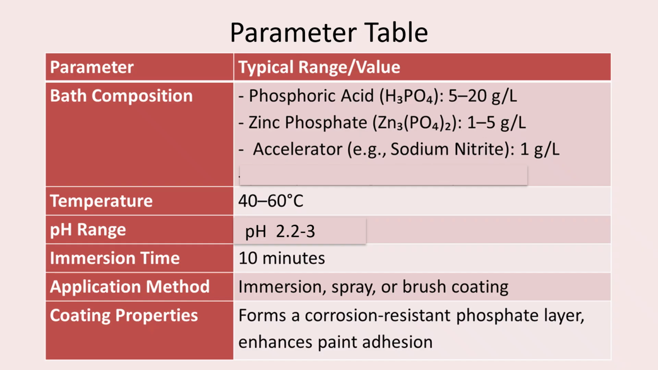Temperature ranges from 40 to 60 degrees, and in certain cases even goes to 80 degrees Celsius. Immersion time is just 10 minutes. The application method may be immersion, spray or brush coating. The coating property: it forms a corrosion resistant phosphate layer and enhances paint adhesion, the same property as we have seen for molybdate coating.